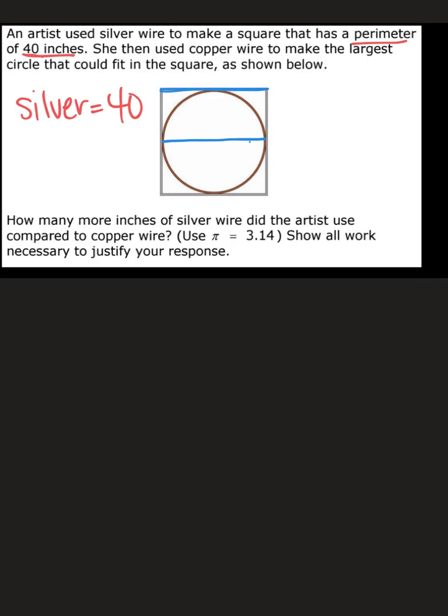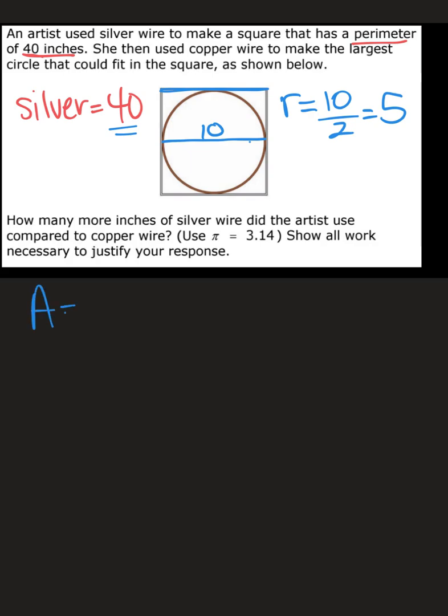Because of that, I need to know the side length of each of the sides. Well, if it's 40 altogether, a square's side lengths are all the same, so that means that the diameter is 10. But again, I just said I need a radius, which means that my radius is going to be half of 10, or 5. So let's find the area of this copper circle, okay?